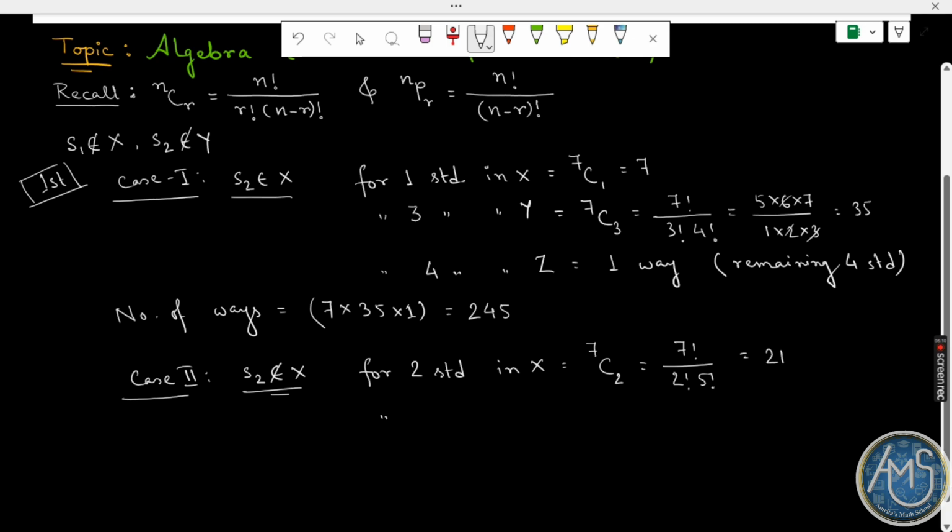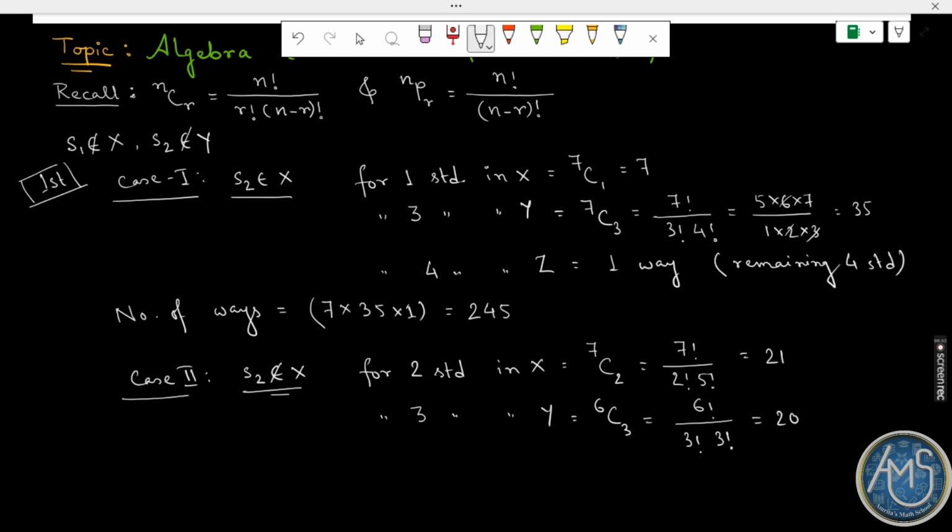Then for 3 students in Y. Now S2 is not in X and we can't put S2 in Y. And already 2 students are in X. So you have to remove the 2 students of X from 9, and also remove S2. So in total 3 students you have to remove from 9. So 9 minus 3 is 6. So out of 6 students we have to select 3. So 6 factorial by 3 factorial into (6 minus 3), that is 3 factorial. If you calculate, it will be 20.